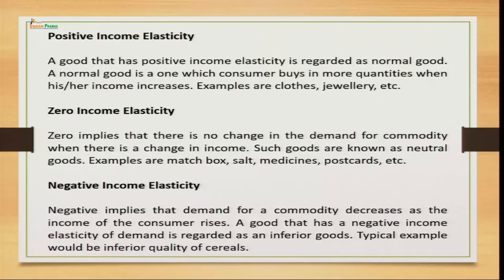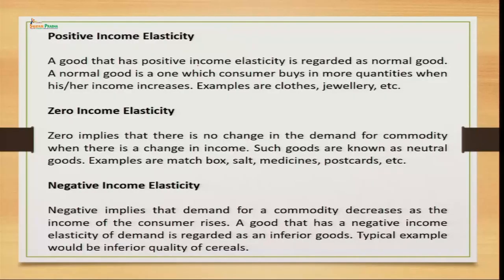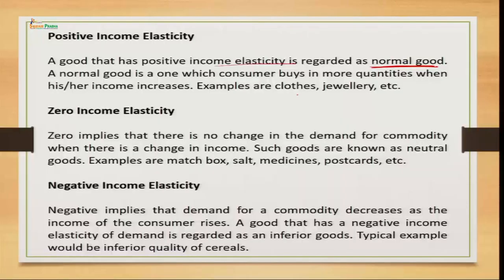Now, what is positive income elasticity? Positive income elasticity says that whenever there is an increase in the income of a consumer, the quantity demanded for these goods will also increase, and that is why it has a positive income elasticity, right. A good that has a positive income elasticity is regarded as a normal good. In the case of normal goods, we have this positive income elasticity, because whenever the income of the consumer increases, demand for these goods keeps on increasing, and this happens usually in the case of clothes, jewelry, etc. So, these are the normal goods and they are positively related with the quantity demanded in terms of income.